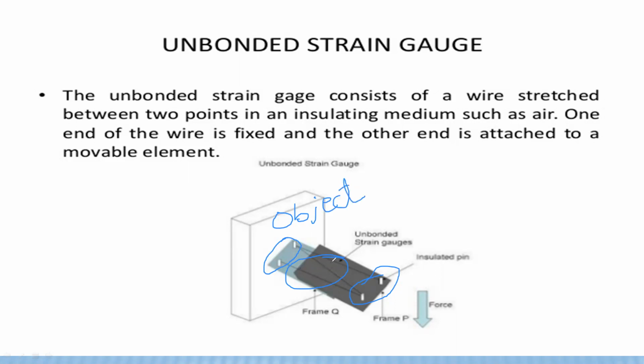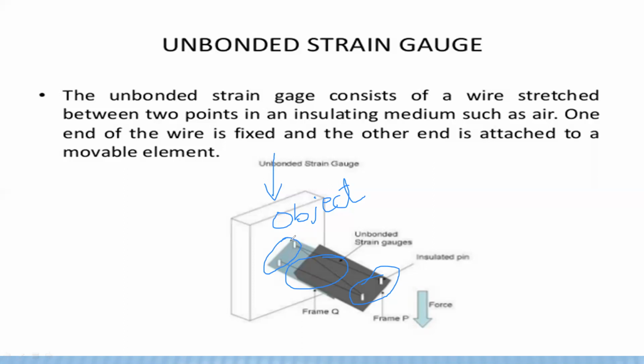Okay, this is the object. The unbonded wires are connected with the object. It is the frame. The force is acting in this direction and in this direction. Whenever we apply force on the object, it should be elongated and deformed. The shape is deformed automatically.